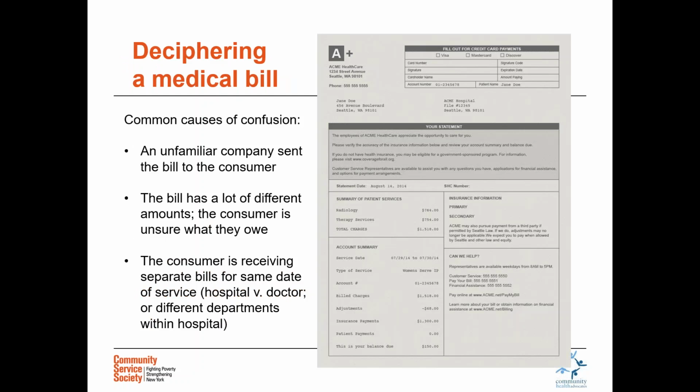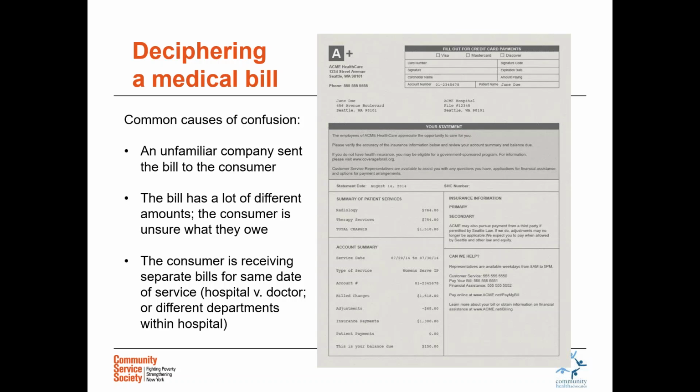Okay, so first we're going to talk about common billing issues, and we're going to start with just looking at a medical bill. This is a bill for Jane Doe. Everything on here is not real, but it does give us an example of what a consumer might come to you with when they have questions about a bill that they receive. And this bill sort of presents some common causes of confusion for healthcare consumers.